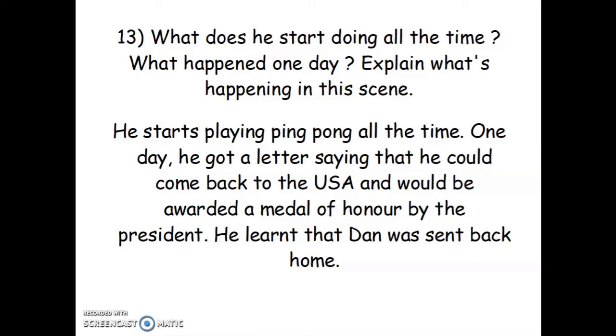And so what happened on one day, and can you explain what's happening in the scene? This is his very last day at the nursery. And here one day, he got a letter saying that he could come back to the USA and he would be awarded a Medal of Honor by the President. He also learned that Dan was sent back home, and so here, overall, what does that mean? It means that Forrest Gump is going to go back to the US. The Vietnam War is over for him.